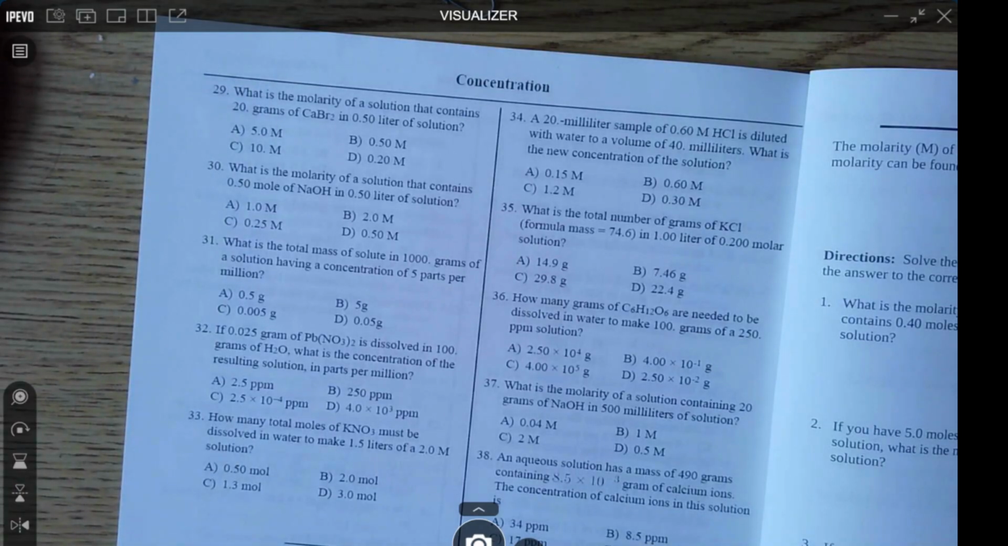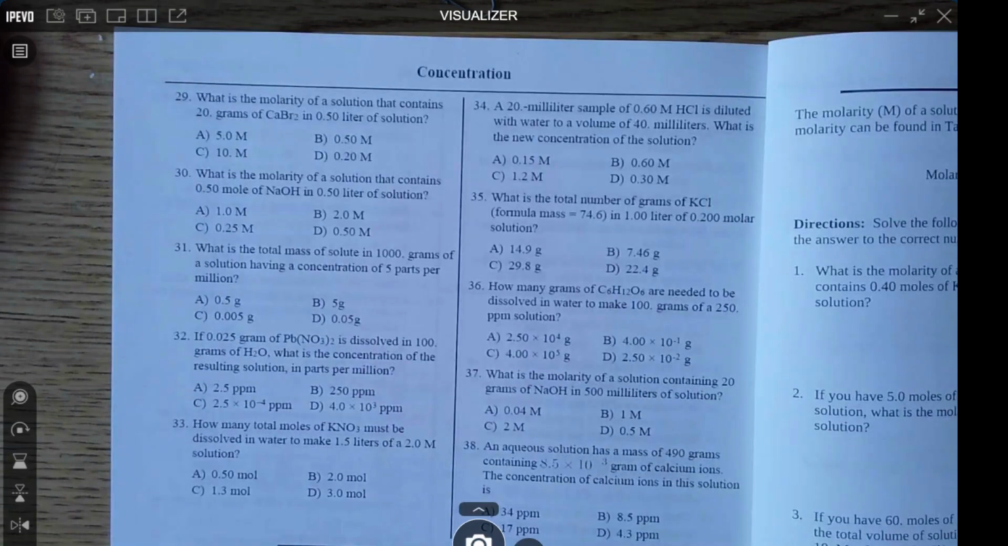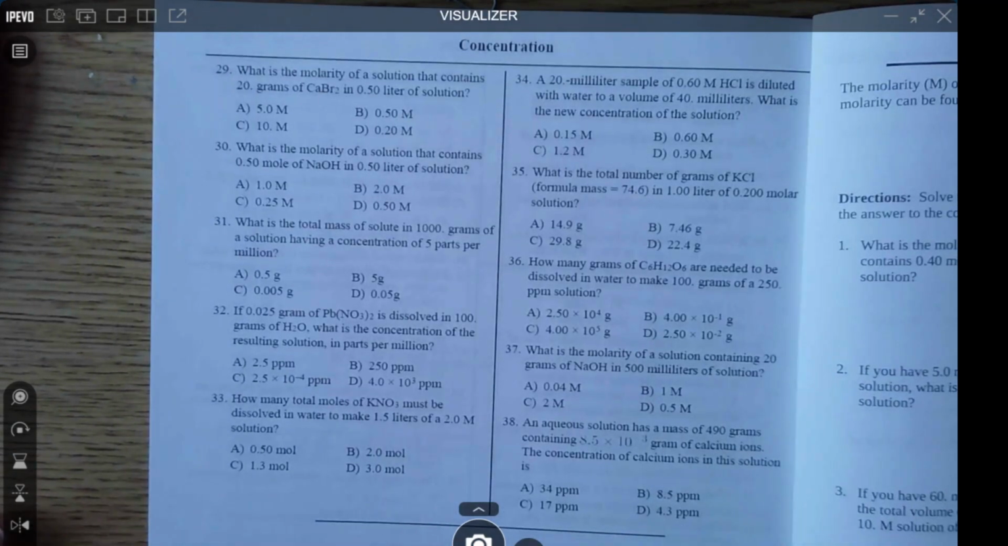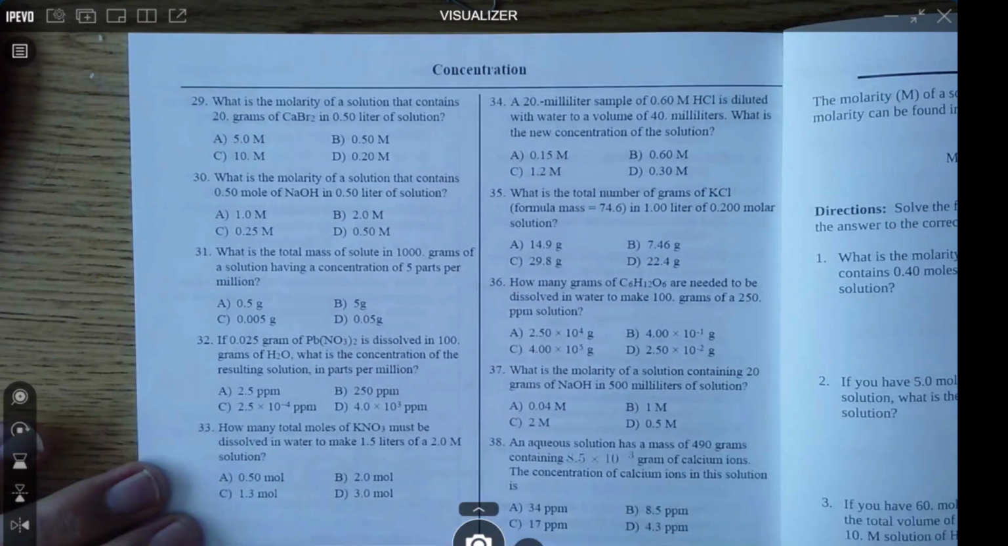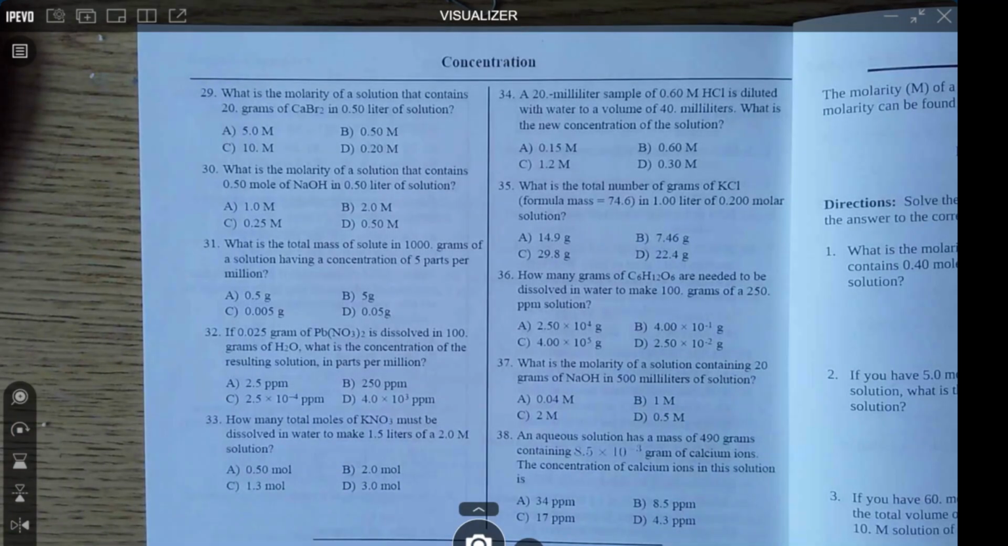Remember our homework is page 19 to 23. So let's look at page 19 in our practice packet and do a couple of these problems. The first question is, what is molarity? I will try to do them up in the margin so you can see. I'll use a pen today.